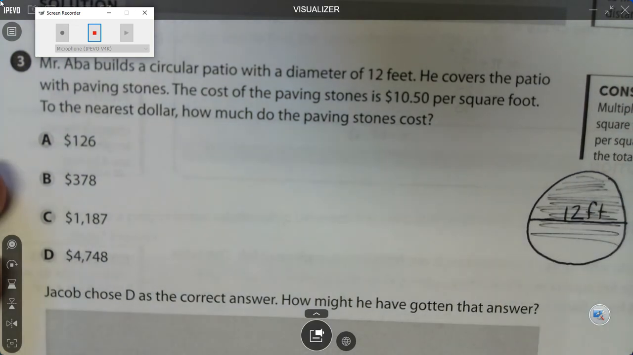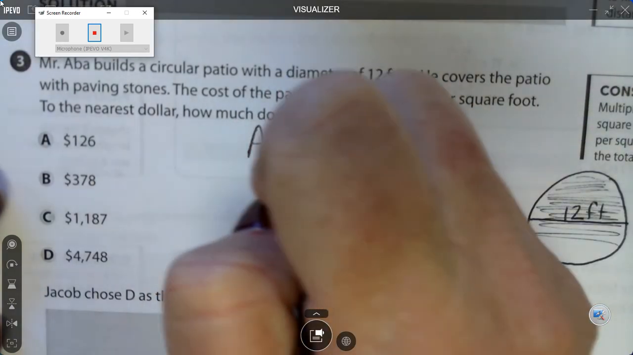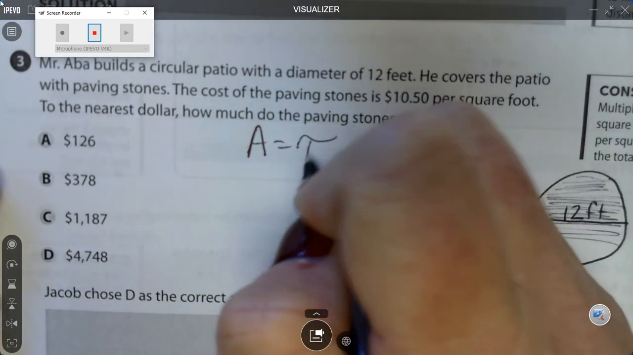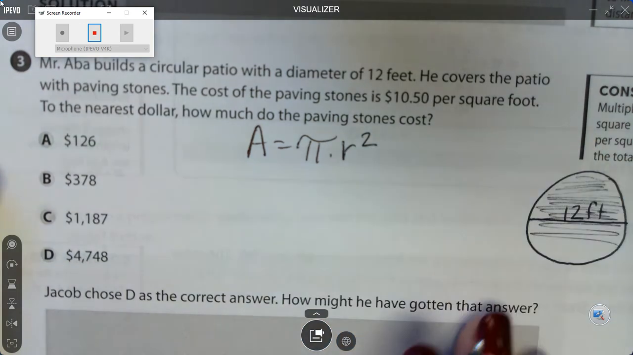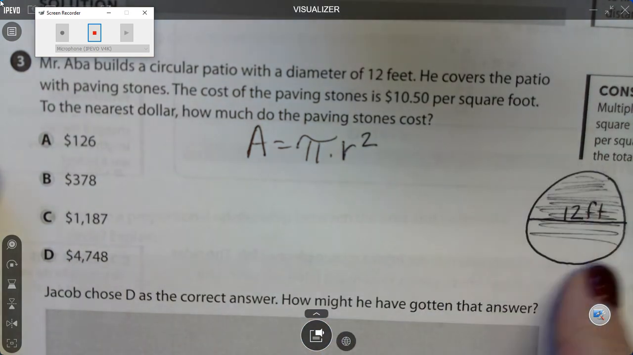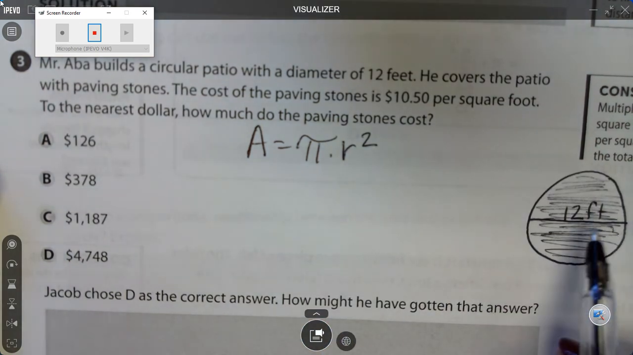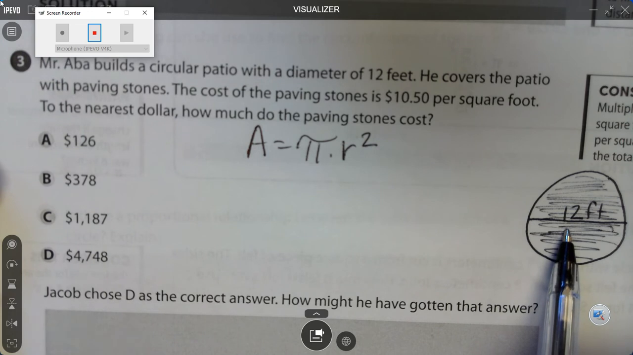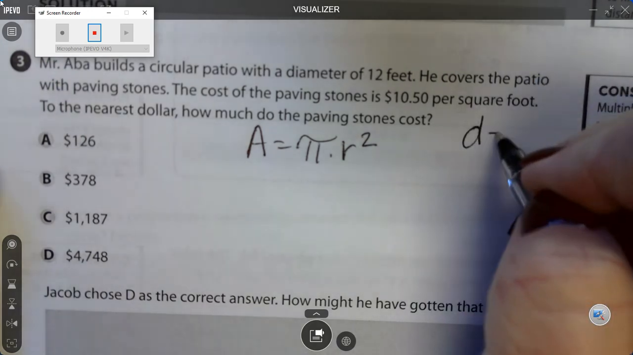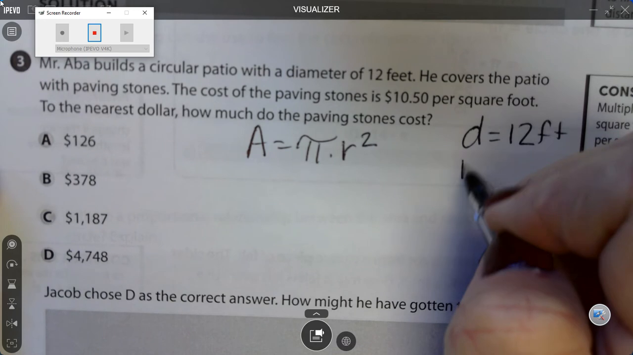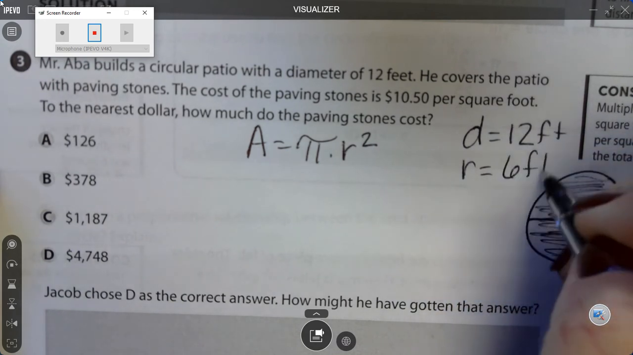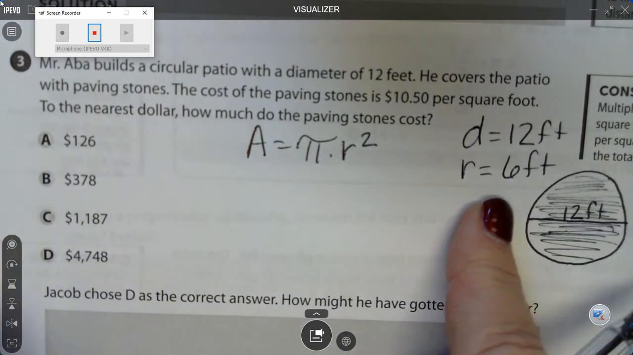The area. So I'm looking for area. Area is pi times radius squared. But here's the problem. The circle that they give to me only gives me the diameter. If my diameter is 12 feet, what is my radius? Okay, so now that I have that, let's solve this.